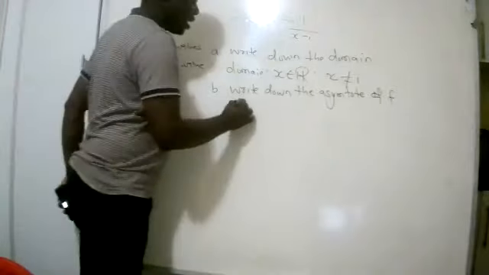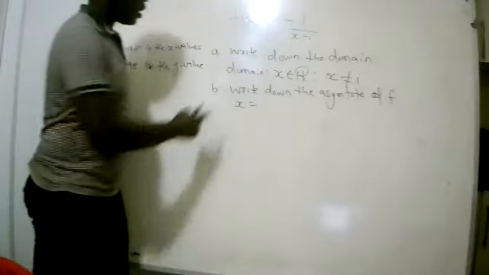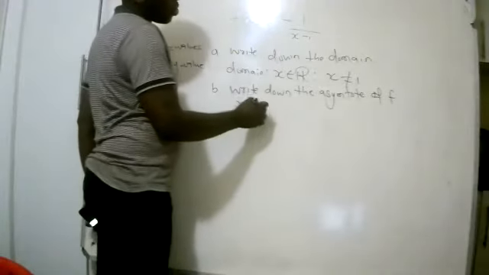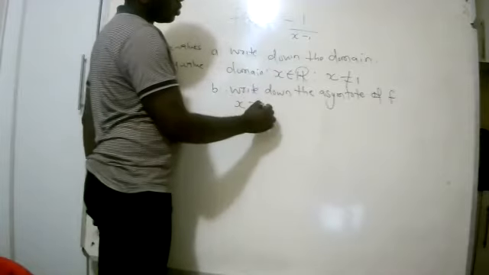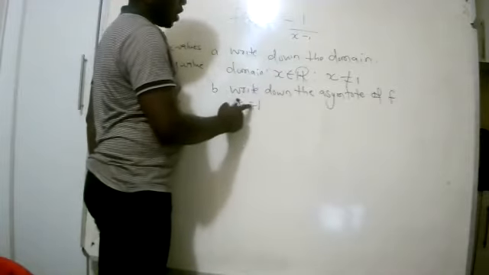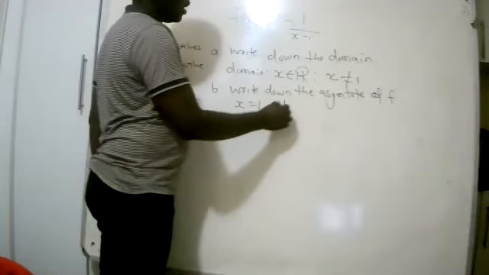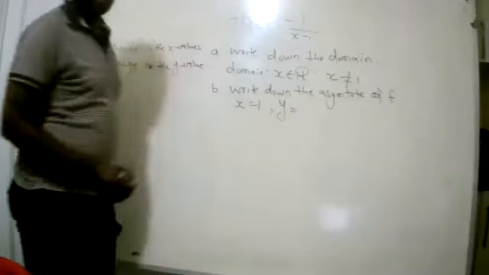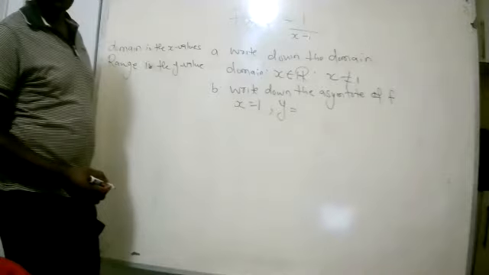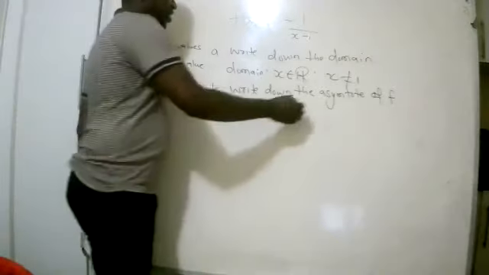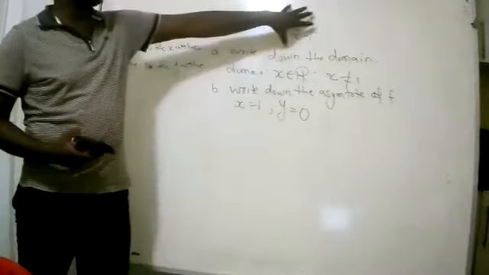So can you tell me the asymptote along the x direction? X must be equal to 1, right? X must be equal to 1. That is the asymptote in the x direction. And then in the y direction, the asymptote must be equal to what? Isn't it 0? Yes, it's 0. These are the asymptotes of this function.